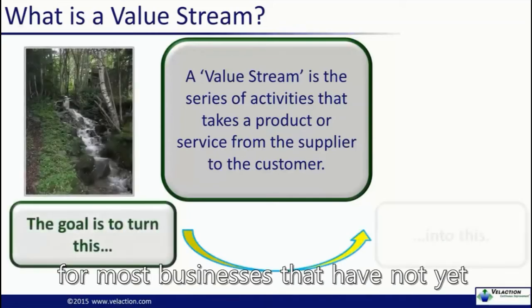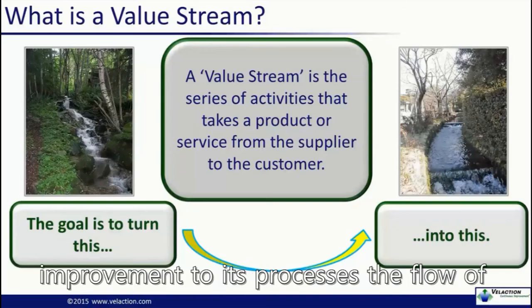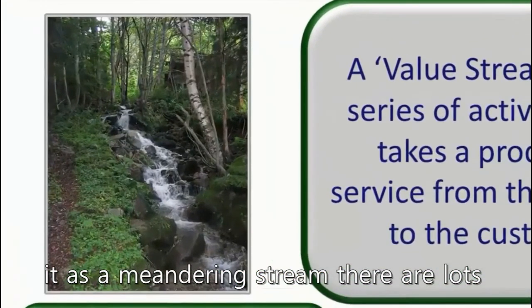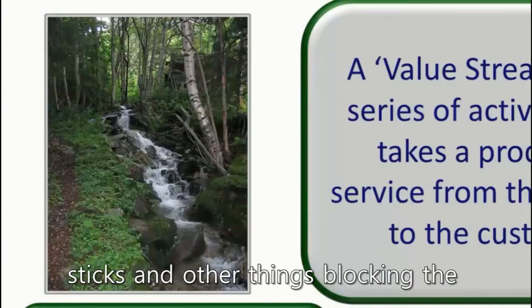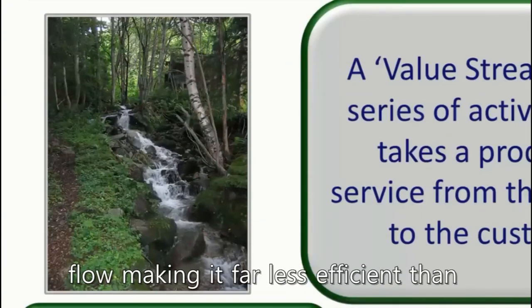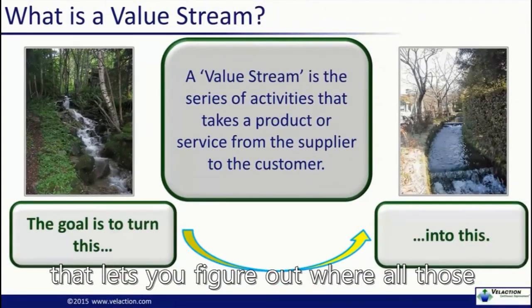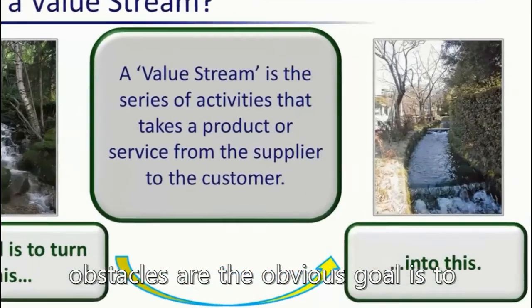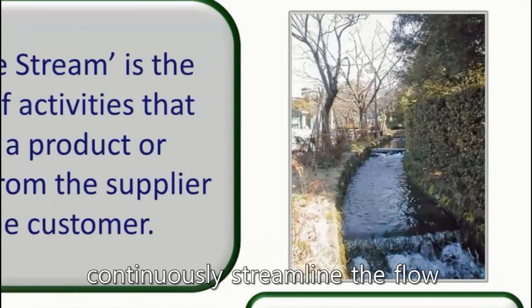For most businesses that have not yet started aggressively applying continuous improvement to their processes, the flow of value is rather impeded. You can think of it as a meandering stream. There are lots of pools and backwaters and rocks and sticks and other things blocking the flow, making it far less efficient than it could be. A value stream map is a tool that lets you figure out where all those obstacles are. The obvious goal is to remove those impediments and continuously streamline the flow.